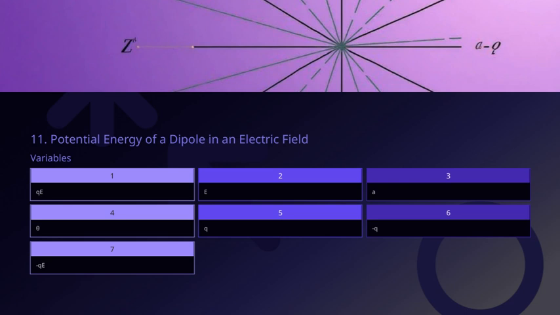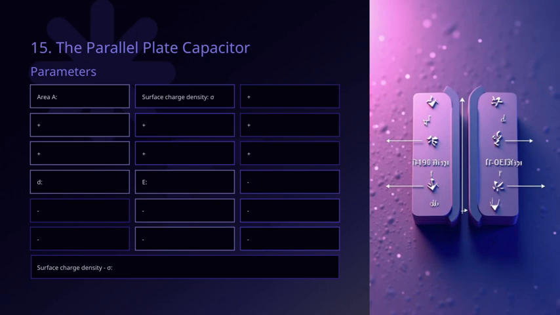All right, let's take a closer look at slide 10, which focuses on the surface charge density, denoted as sigma. This is a crucial concept because it tells us how much charge is distributed per unit area on the surface of our capacitor plates. You'll notice the slide shows positive and negative signs around sigma, indicating that one plate carries a positive charge while the other carries a negative charge.